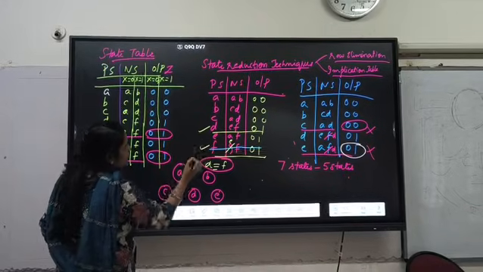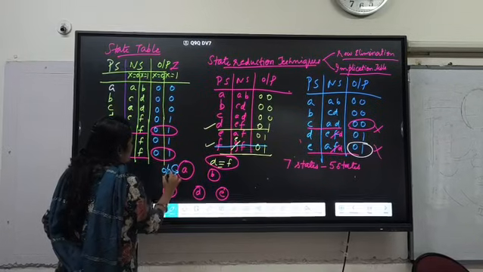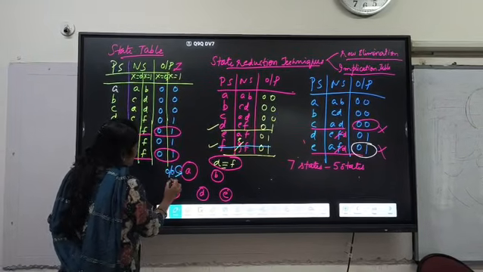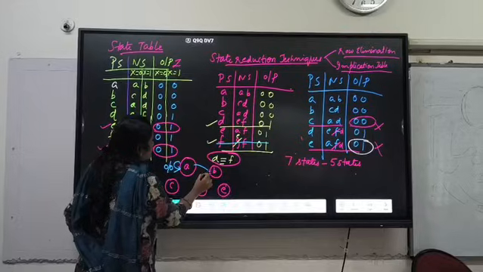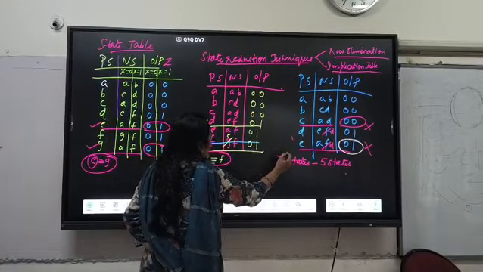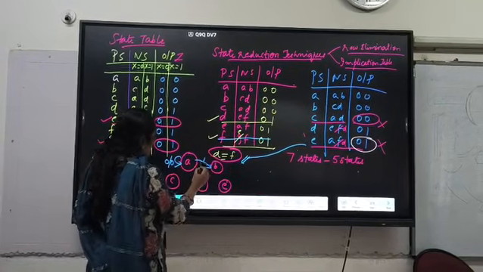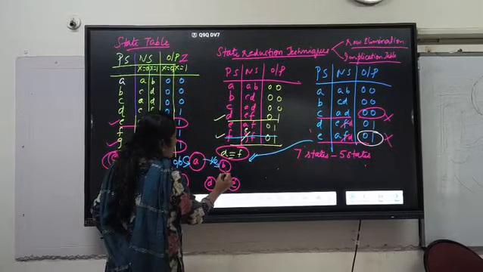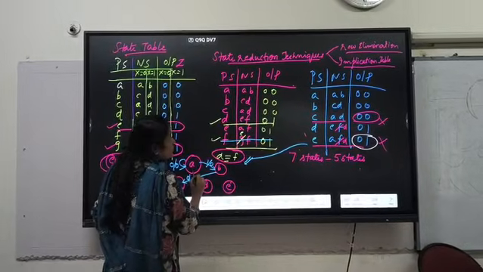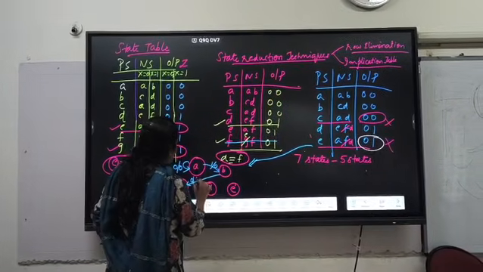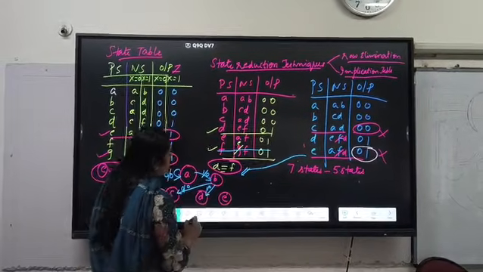Now A on 0, it stays in the same state, and output is also 0. Mind you, this is your Mealy model. Input and output should be written beside each other. Now A on 1, it is going to B. Write this state diagram from the reduced table. Okay. Now output is 0. Now B on 0, it goes to C and the output is 0. B on 1 goes to D, output is 0.